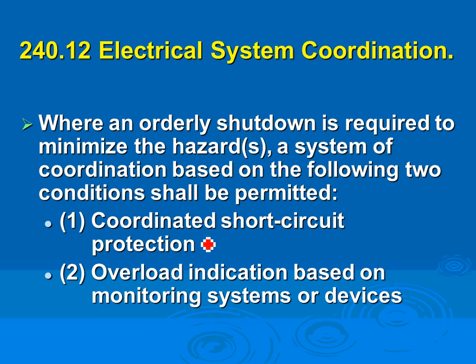Okay, electrical system coordination. We talked about this, guys. An orderly shutdown is required to minimize the hazard. A system of coordination based on the following two conditions must be done: coordinated short circuit protection, and overload indication based on the monitoring system of the device. So this is just telling you that where an orderly shutdown is required to minimize the hazard, you have to provide overcurrent protection device coordination.